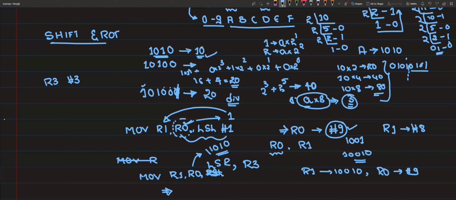R0 has 11010, that is 1A in hexadecimal. So by right shifting, it will be 1101. But where will it be stored, in R3 or in R1? The final result is in R1, because R1 is the destination. So then what's the use of R3? R3 mentions how much shift I have to do. It is not 11010, I have to right shift by 3. So these 3 bits will go when I right shift by 3, and it will become just 0011. Correct. That will be the value of R1.